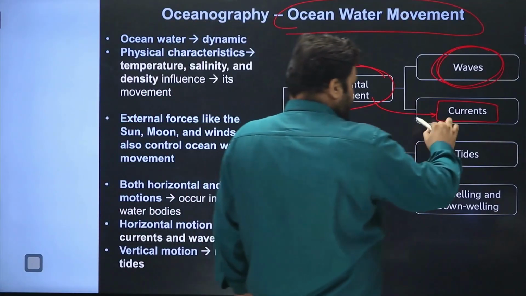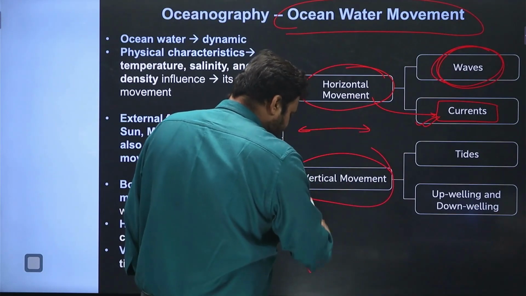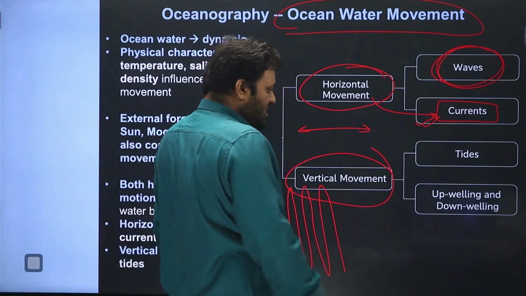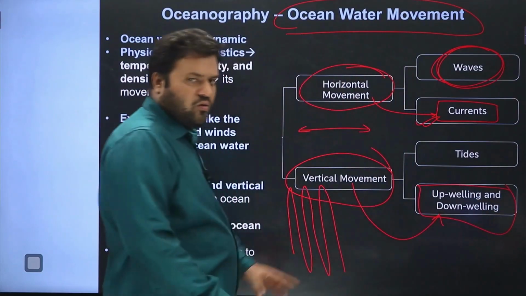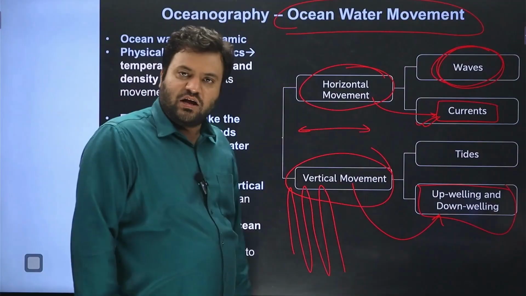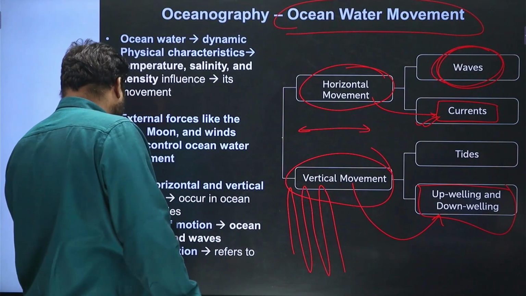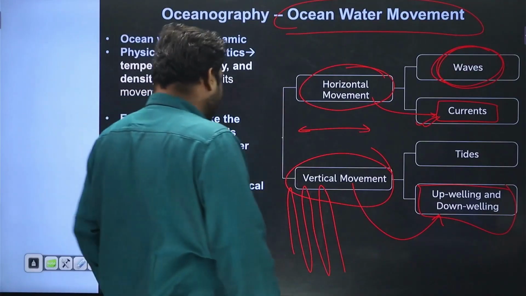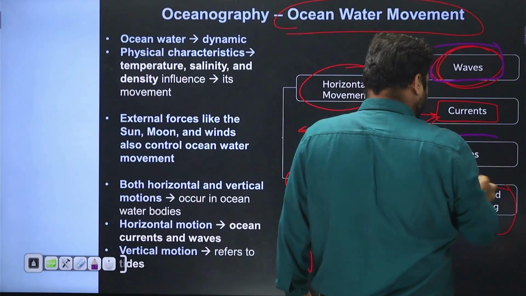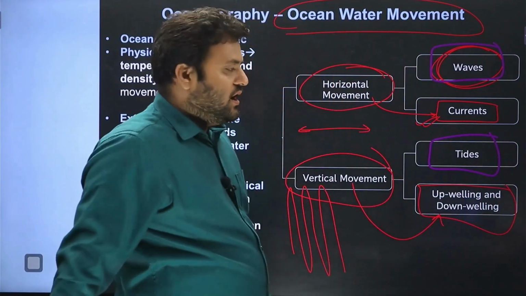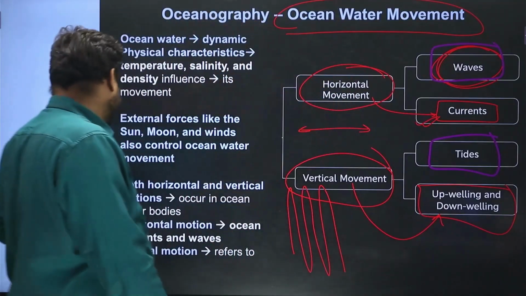Then you have a vertical movement, means water will have this kind of vertical movement. With respect to the vertical movement, we have upwelling and downwelling. I hope there is clarity with respect to the upwelling and downwelling. Now we have to cover two small topics which are very important, specifically for geography. We have to cover waves and we have to cover tides. Both are different when it comes to their origin, their genesis, etc.